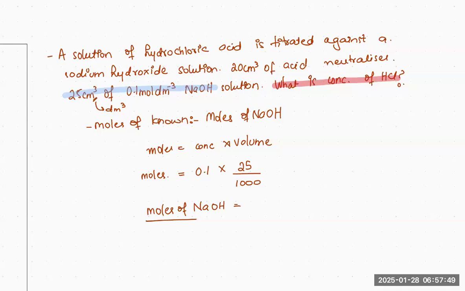Zero point zero two five. Yes, 0.025, 0.0025, right? Sorry, yeah, that's fine. One second. 0.0025, that's what I'm getting. Are you getting the same? Yeah, okay, perfect. Good job.